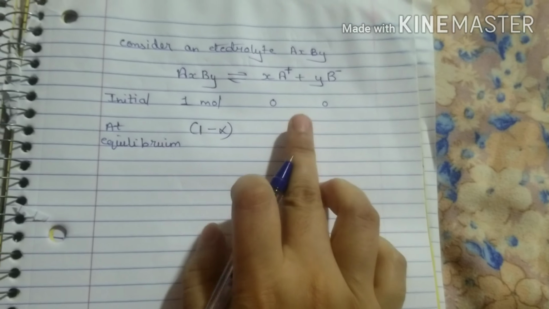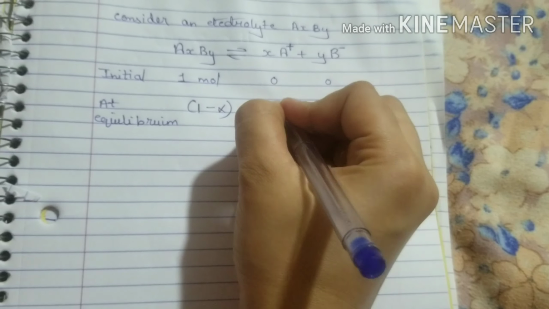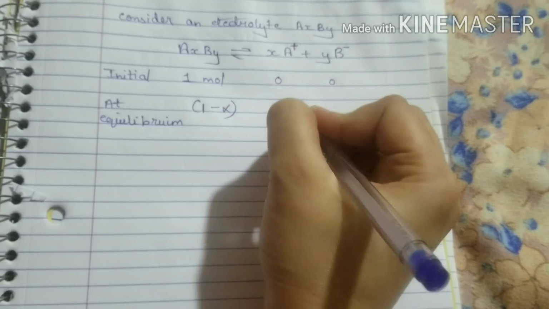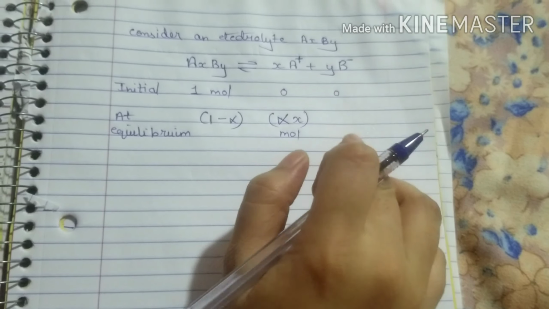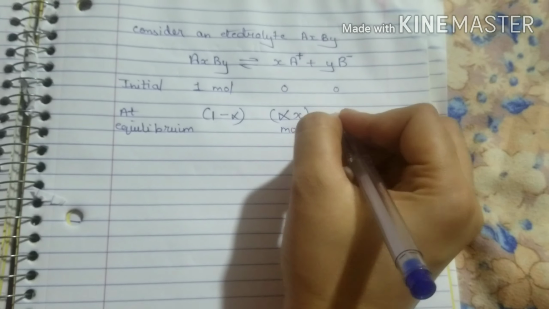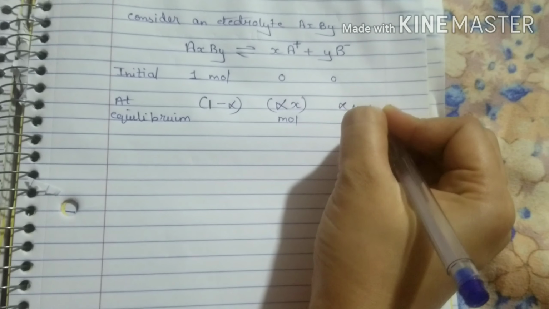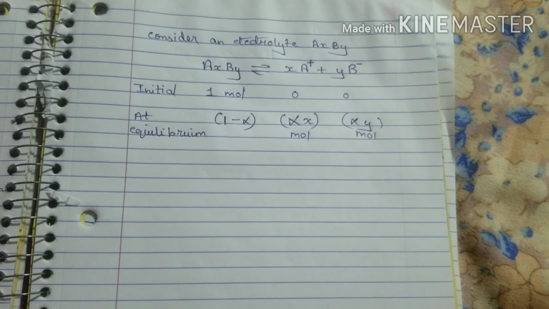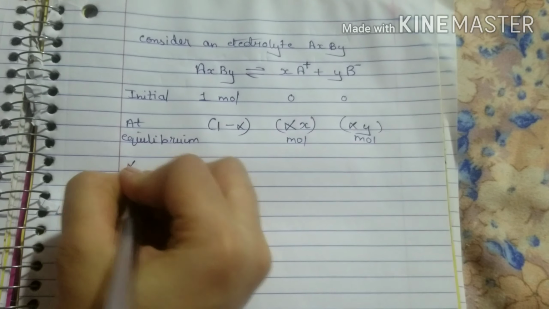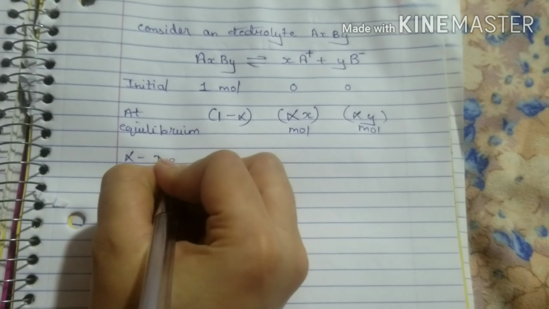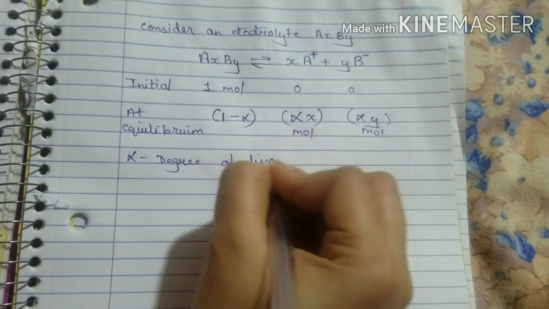And X, the cation that is formed, is going to become alpha X mole, and this is going to become alpha Y mole. So this is what you are going to get. Now what is that alpha? Alpha is nothing but the degree of dissociation.